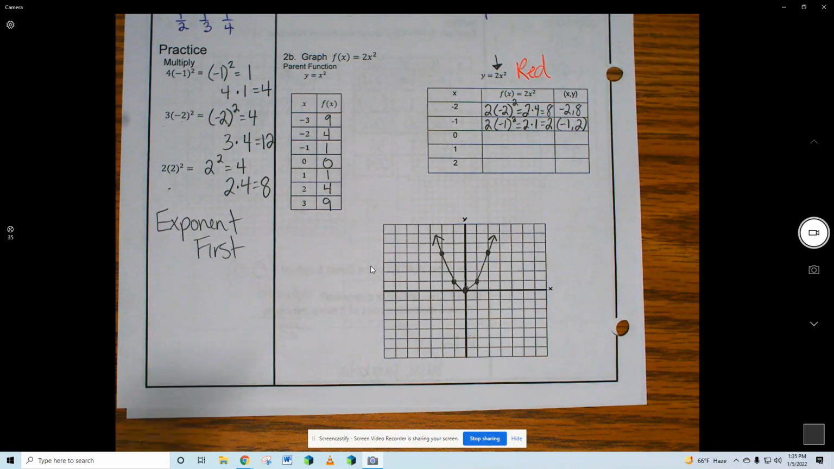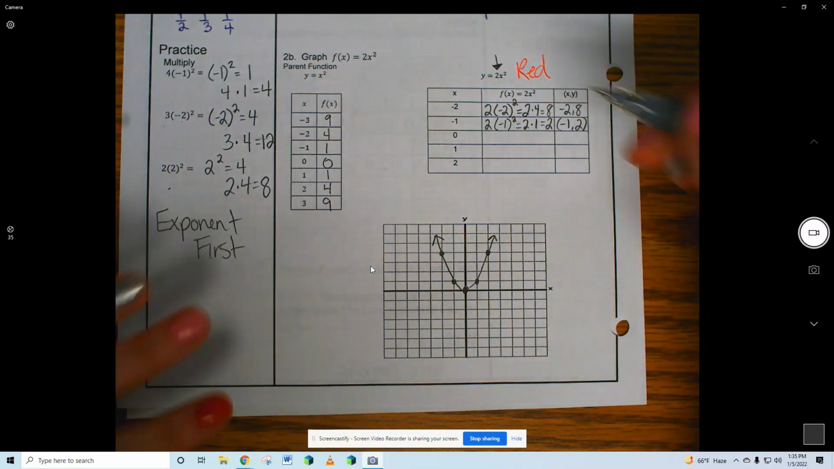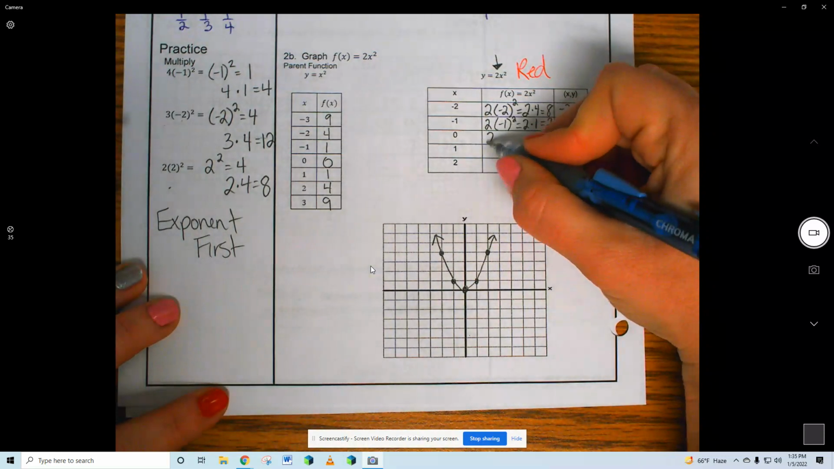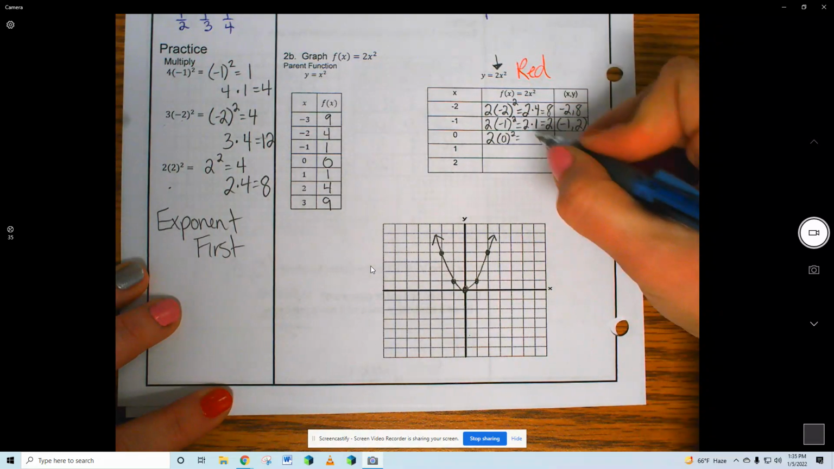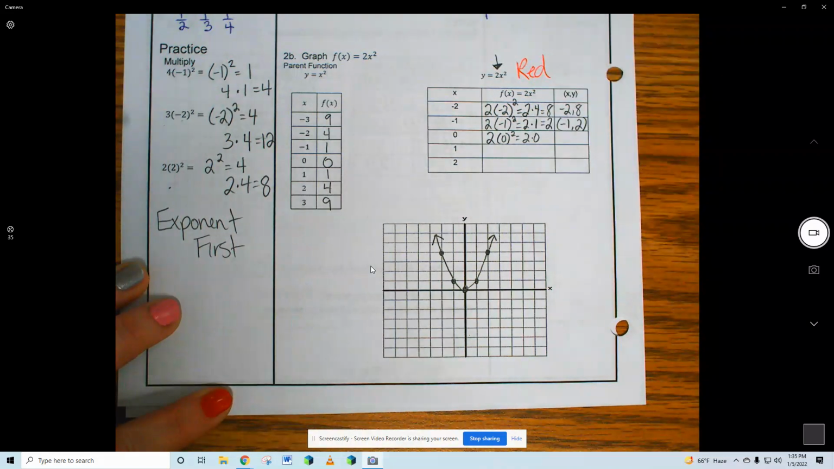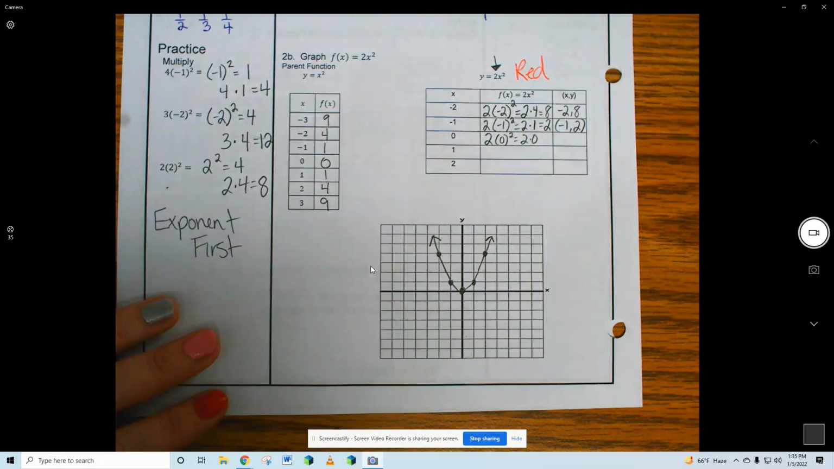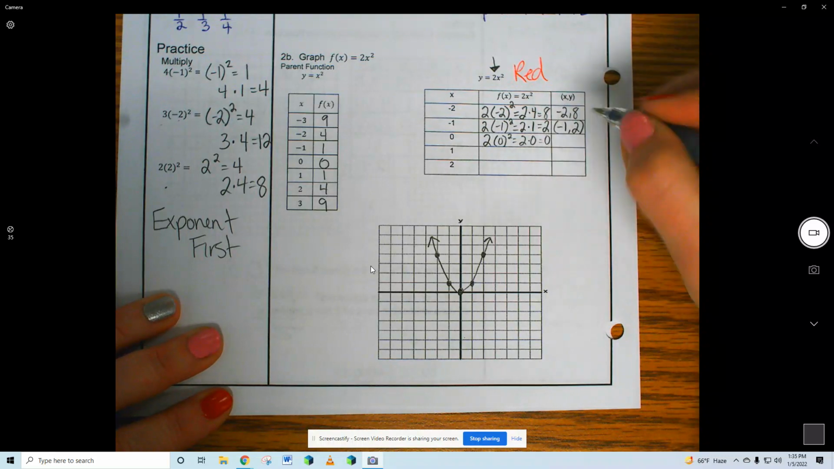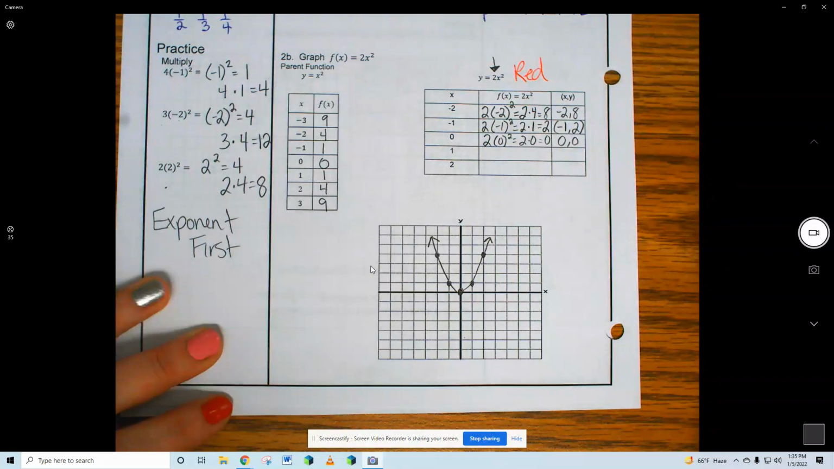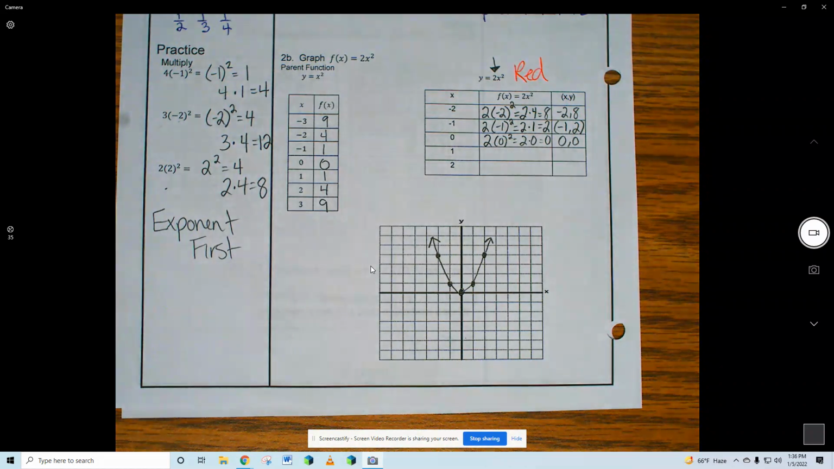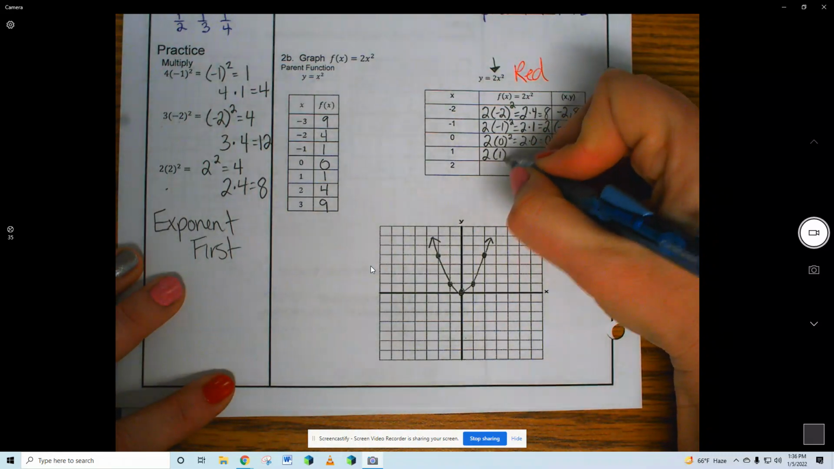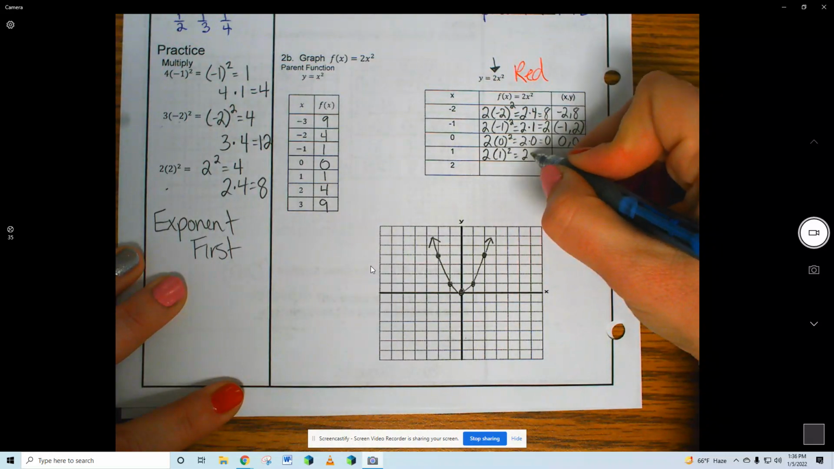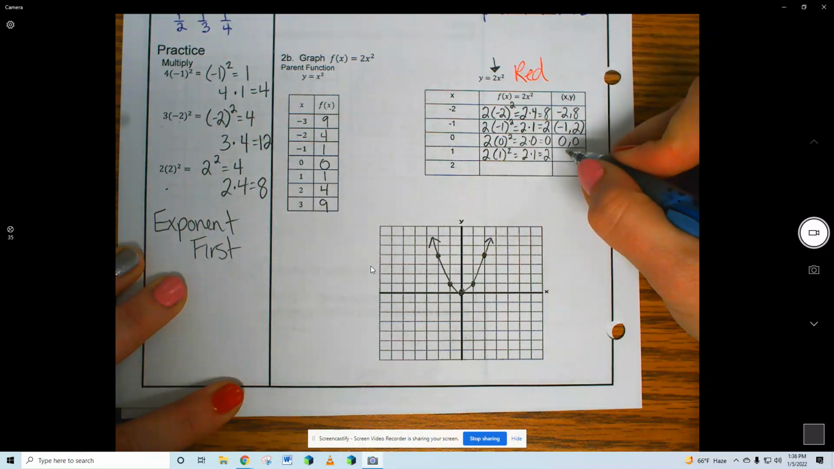Plug in 0. 2 times 0 squared. Plug in 1. 2 times 1 squared. Go for it. Two times 0. Zero comma 0. 1. 2 times 1 squared is 2.